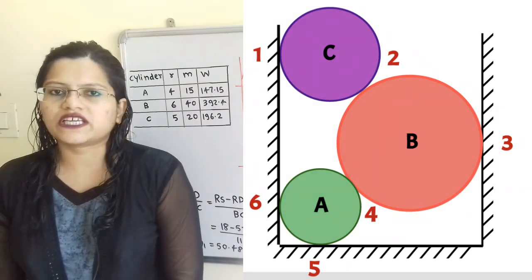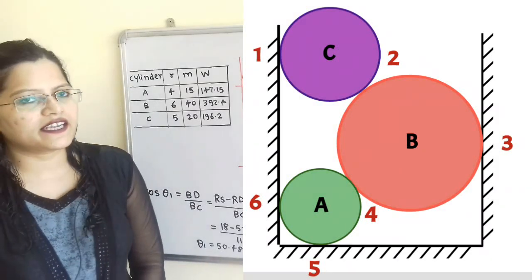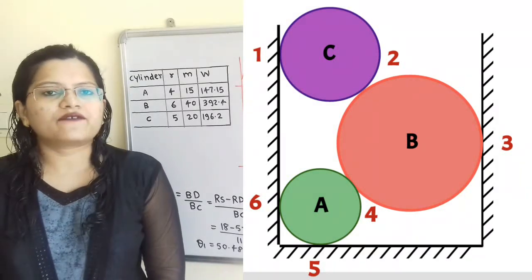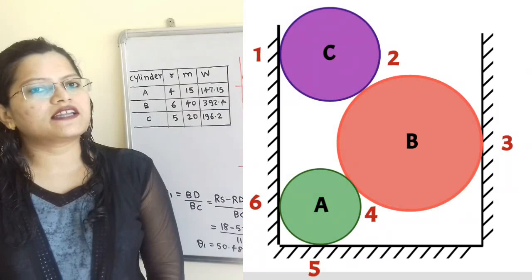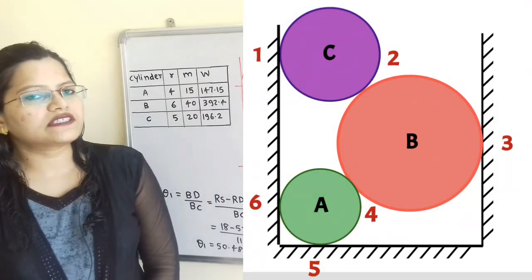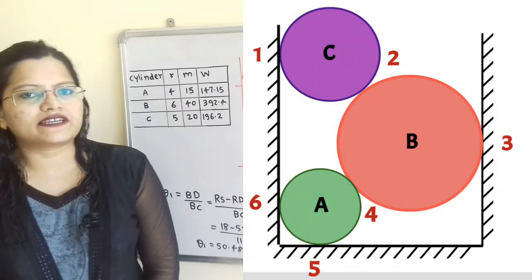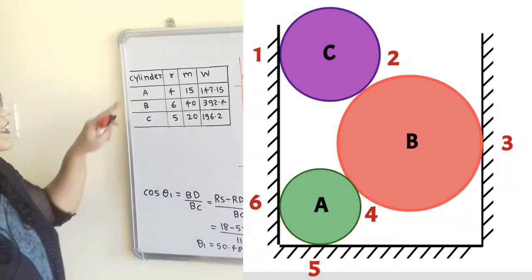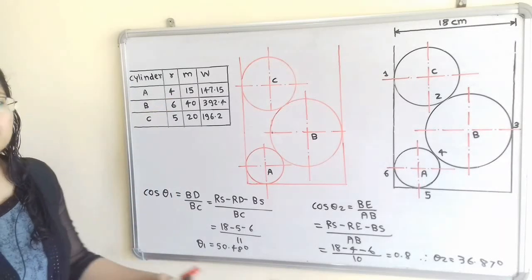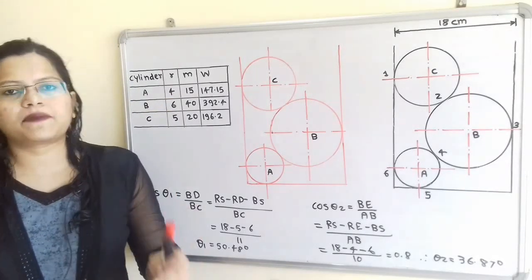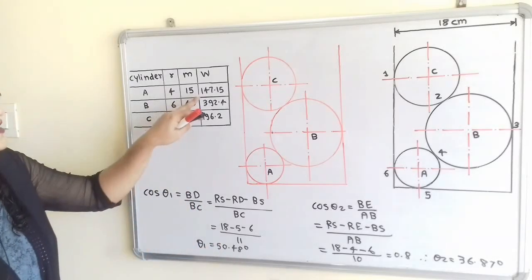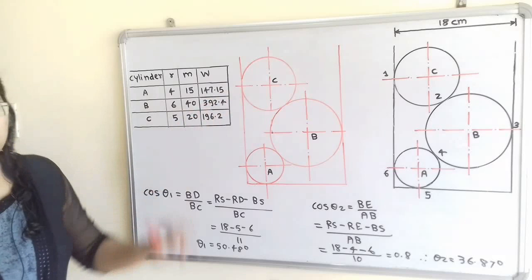If we observe the given data, the radius and mass of each cylinder are given. Now we know that weight always acts vertically downward, passing through the center. So from the given mass we have to calculate the weight. For cylinder A, radius is 4 cm, mass is 15 kg. So weight is equal to mass multiplied by g, that is mass multiplied by 9.81, so it is equal to 147.15 Newton.